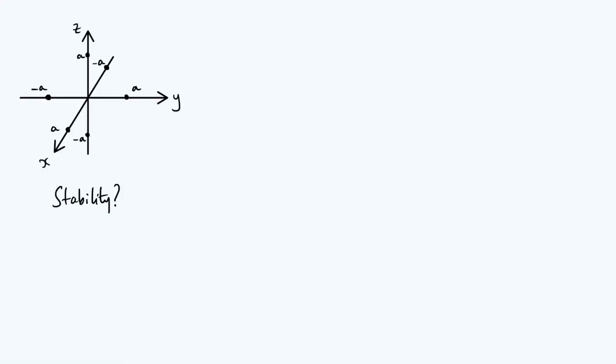Hi everyone, so this is a video about stability in electrostatics, and the main focus of the video is going to be on the system that I have sketched out here on the screen, where we have got 6 point charges in an octahedral arrangement at plus or minus a along the 3 Cartesian coordinate axes, and all of the charges that I've drawn have the same charge. Let's just call it Q. Doesn't matter if it's positive or negative.